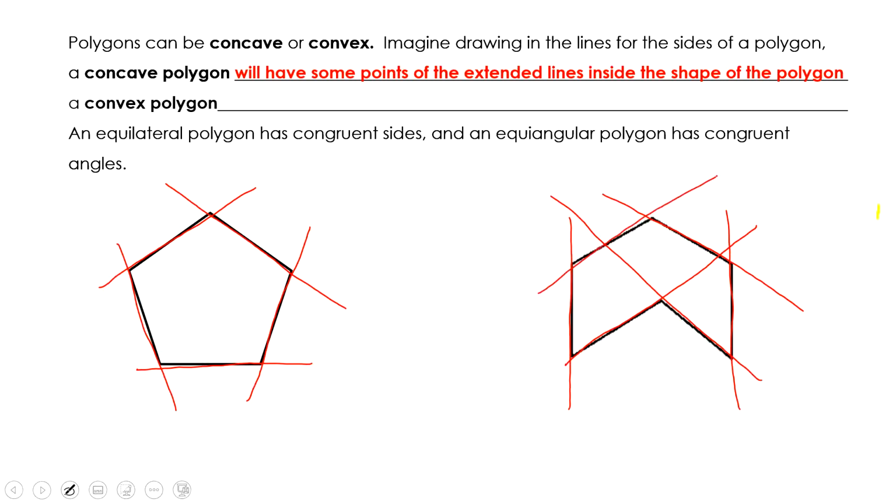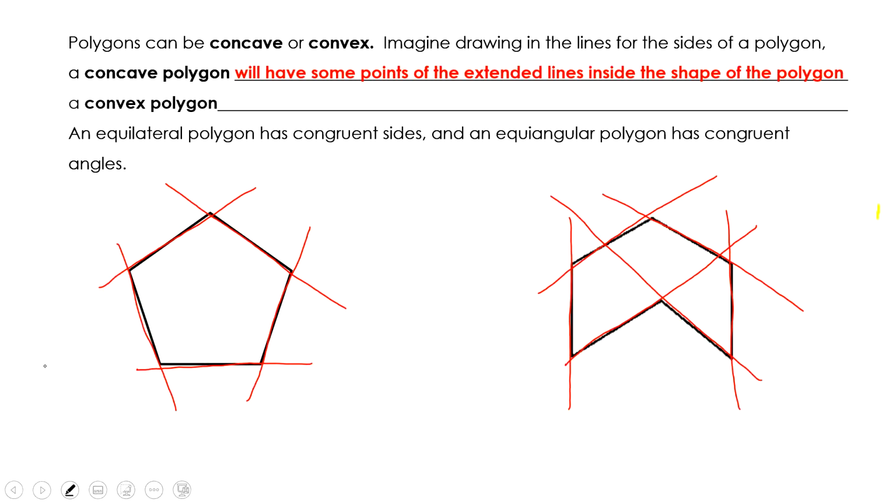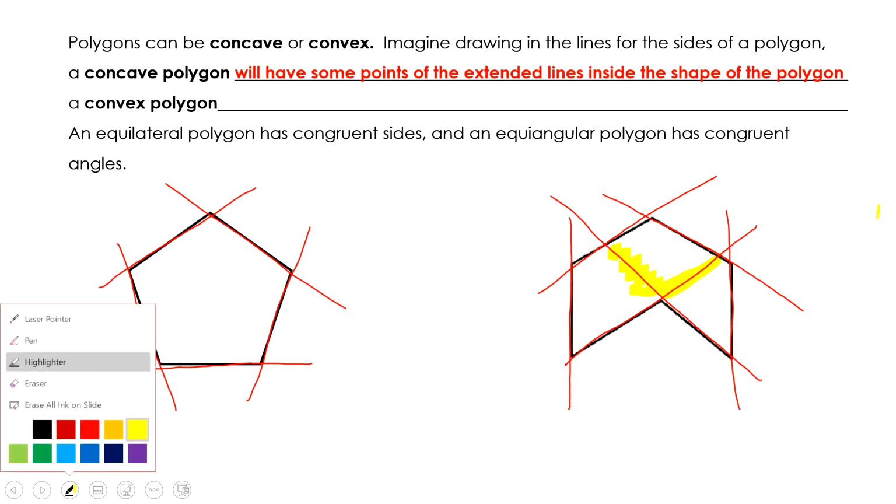So I've extended the lines, and what they mean by a convex or concave polygon is that a convex one doesn't have any parts of the lines inside the shape, or the concave does have parts of the lines inside the shape. So when we look, we have the lines extended, and they cover there. So those are inside the shape. That makes the one on the right a concave polygon.